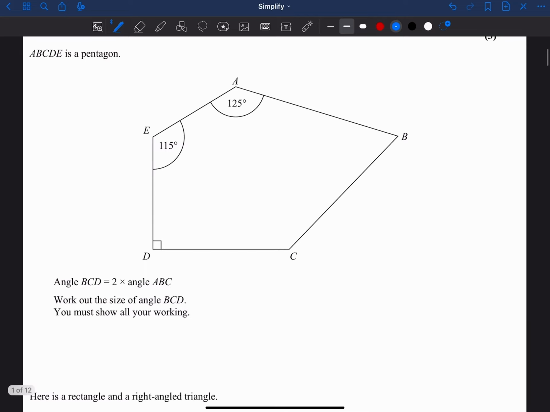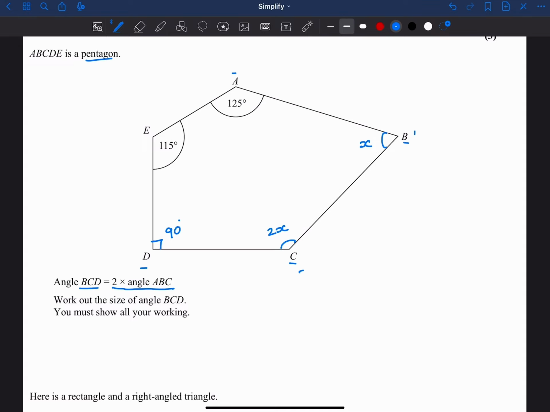You've got a pentagon, a 5-sided shape. The angle BCD is this angle. It's 2 times the angle ABC, which is this angle. So obviously BCD is bigger and ABC is the smaller one. If I say ABC is x, BCD is 2 times ABC, so it's 2x. And you can see this is a right angle, so this must be 90 degrees. So we can add them.